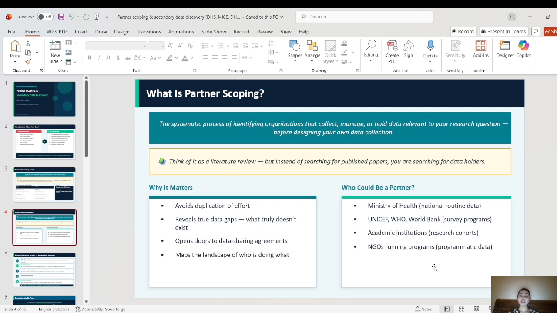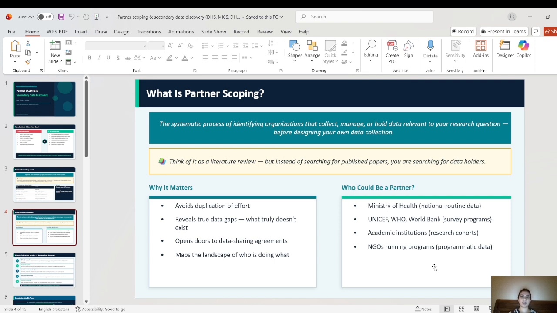What is partner scoping? It is the systematic process of identifying organizations that collect, manage, or hold data relevant to your research question before designing your own data collection. Think of it as a literature review, but instead of searching for published papers, you are searching for data holders who already hold the kind of data you need for your research.